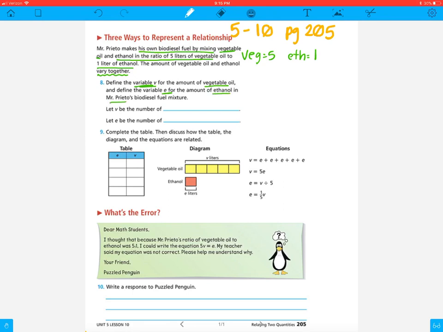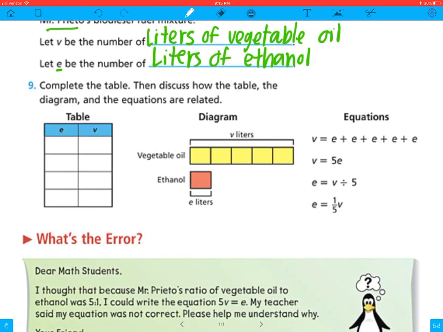For this part 8, we will be defining the variable. When we define the variable, we're also going to know how we are measuring it. So in this case, we're measuring it in liters. We're going to measure in liters for both the vegetable oil and the ethanol. When you're saying what the variables stand for, it is very important that we make sure we identify how we're measuring it. It could be seconds, it could be steps, it could be miles. In this case, it's liters. It's going to help us understand what we're talking about and visualize it.